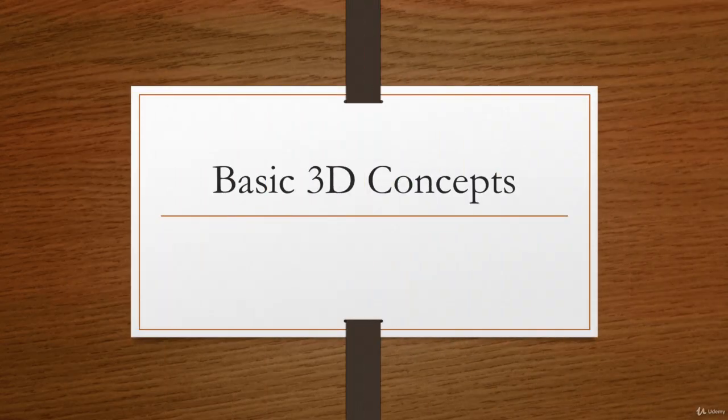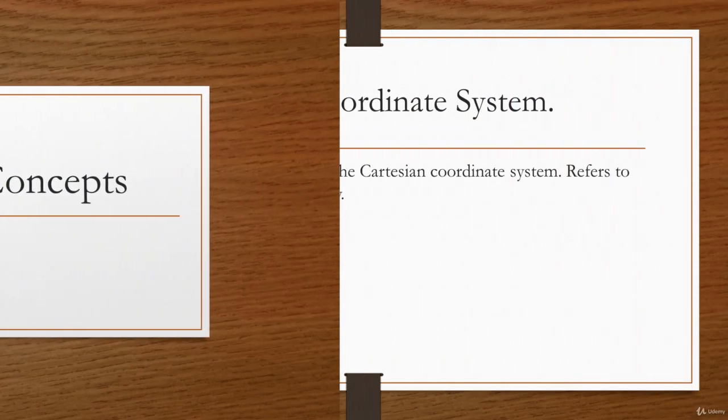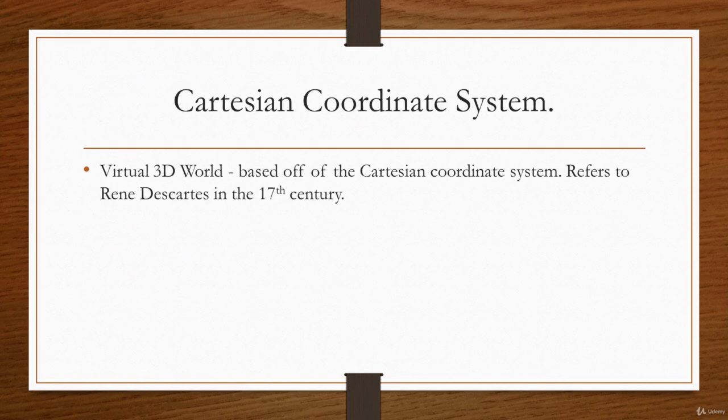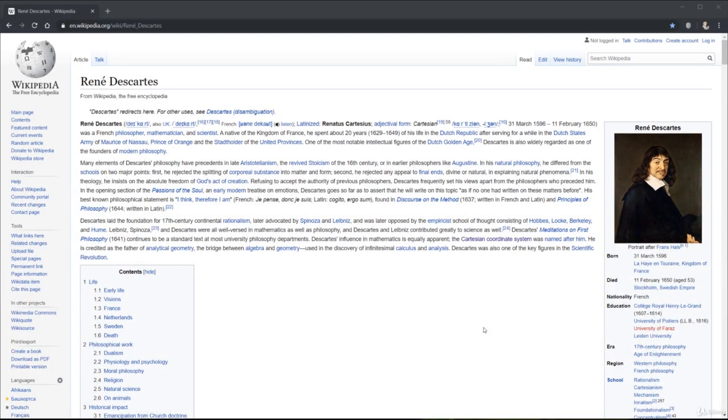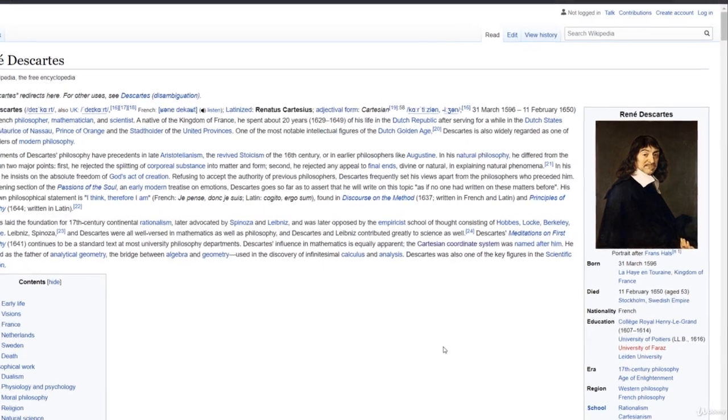Let's talk about basic 3D concepts. So we'll talk about the Cartesian coordinate system first. A Cartesian coordinate system is a coordinate system that specifies each point uniquely in a plane by a pair of numerical coordinates. This refers to René Descartes, who published this idea in the year 1637.